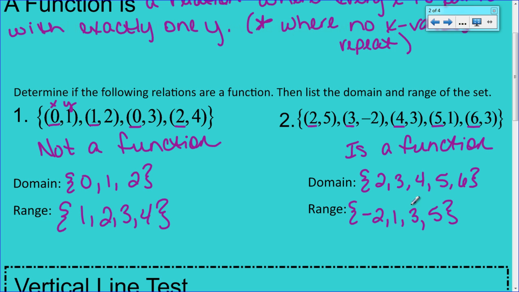That's okay. You can still have a function if your range is shorter than your domain. You cannot have a function, however, if your domain is shorter than your range. Because if you have fewer numbers listed in your domain than you do in your range, when you're writing out from a relation, it automatically tells you you had repeated values.